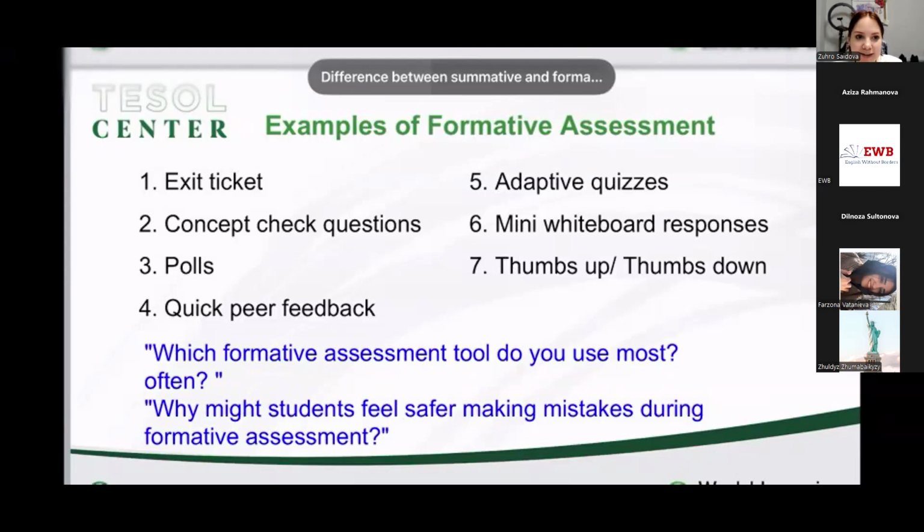And while she's reconnecting, let us look at this slide. So here you can see some examples of formative assessment, such as exit tickets that we have already talked about during Hoca Sanam's session, right? Concept check questions, CCQs, polls, quick peer feedback, adaptive quizzes, mini whiteboard responses, thumbs up and thumbs down. So a couple of questions to all of you. Which formative assessment tool do you use most often in your classes? Anyone wants to respond to this question?